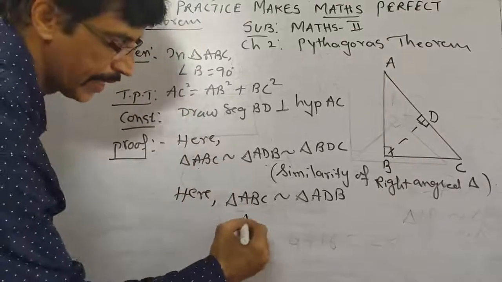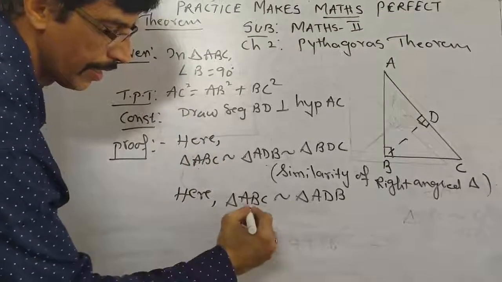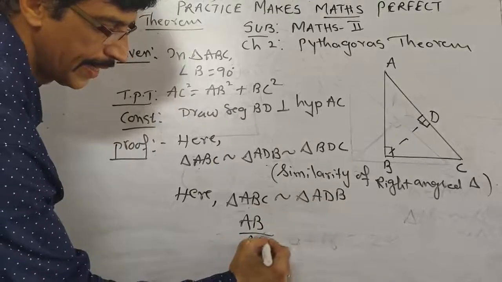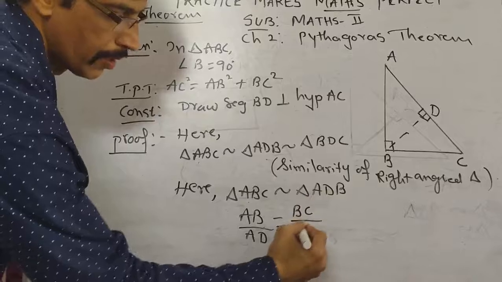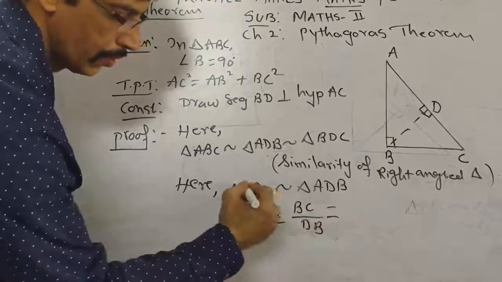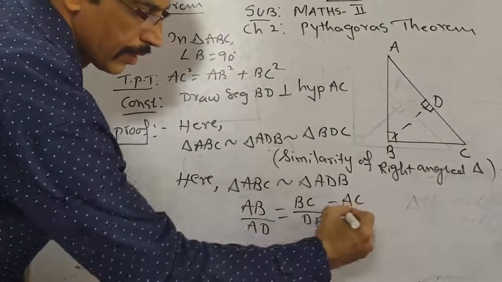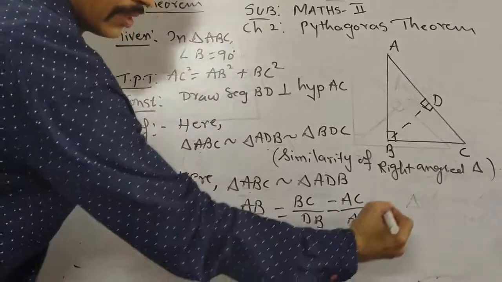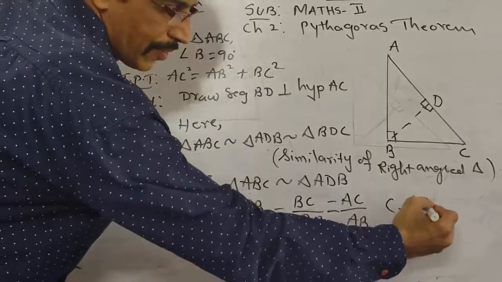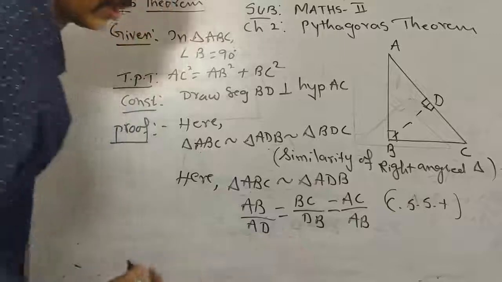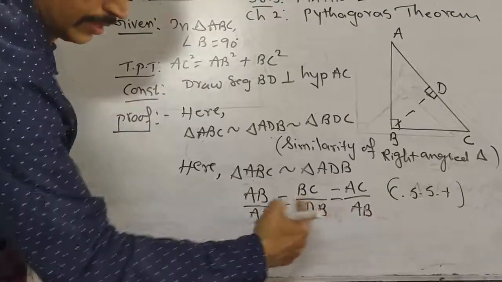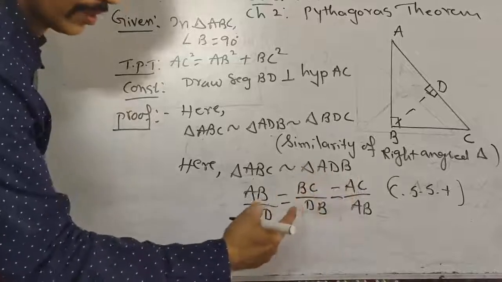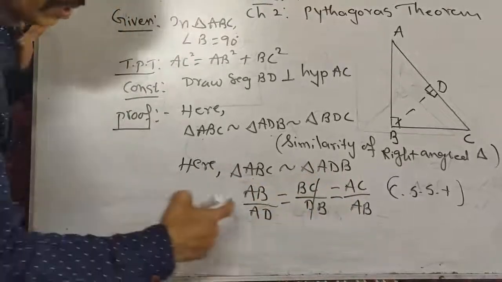So I am writing here AB upon AD is equal to BC upon DB is equal to AC upon AB. Corresponding sides of similar triangles. Now you can see out of these three sides are in proportion. So we don't want this, only we will take these two.